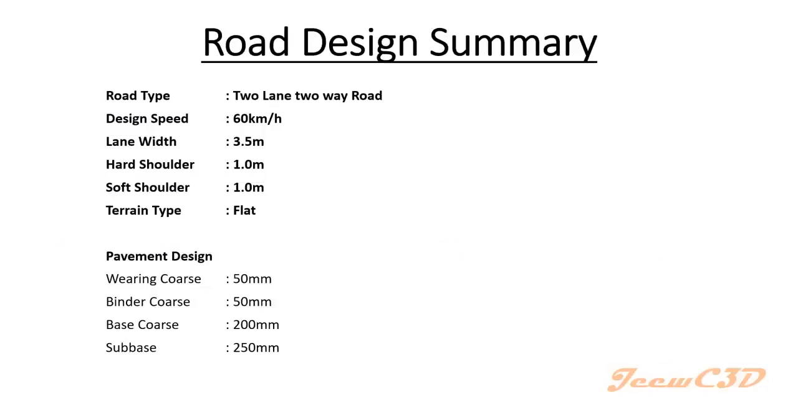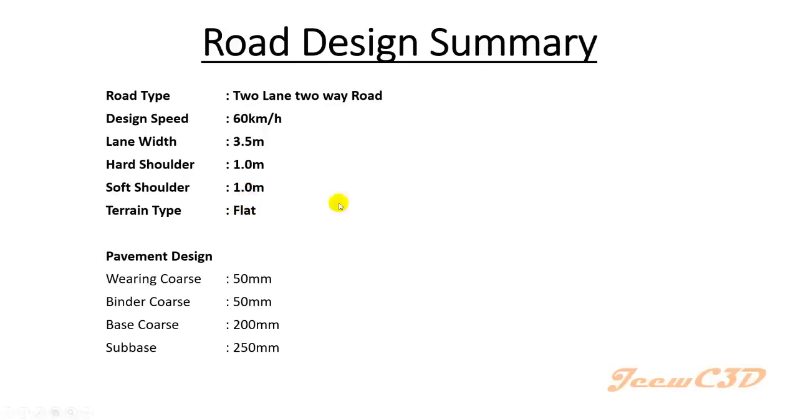So this will be your road design summary. You have to design a road which is a two-lane, two-way road. Two-lane, two-way means you have two lanes, one side for one direction, the other side for the other direction. That is what we call a two-lane, two-way road. So your design speed would be 60 kilometers per hour. Then your lane width would be 3.5 meters. Hard shoulder would be 1 meter. Soft shoulder would be 1 meter. Terrain type would be flat terrain.